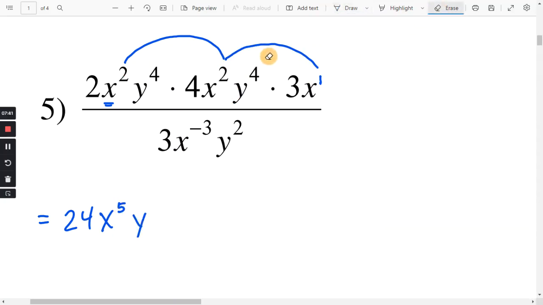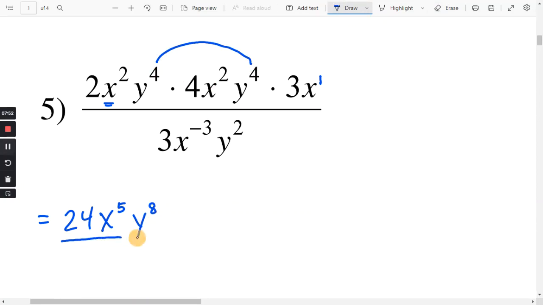And now let's do the y's. There's only 2 y's. We have y to the 4th and y to the 4th. 4 plus 4 is just 8. In the denominator, we have a 3, x to the negative 3, and y squared.